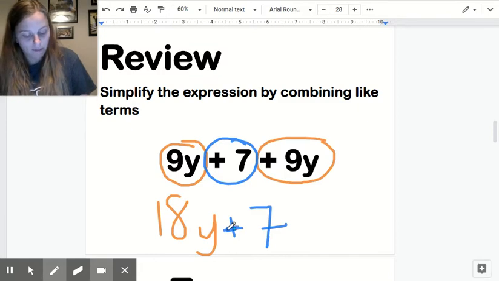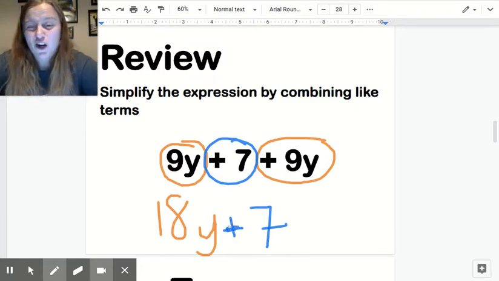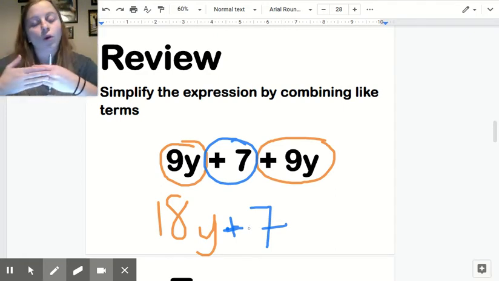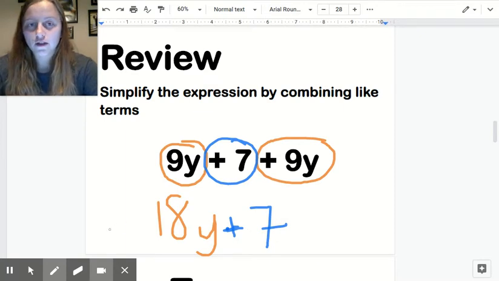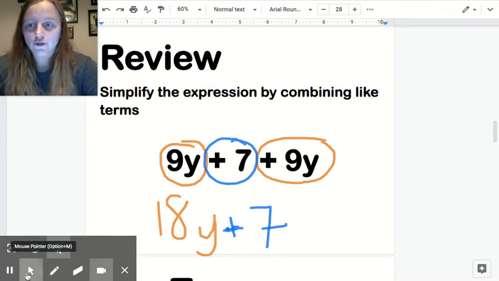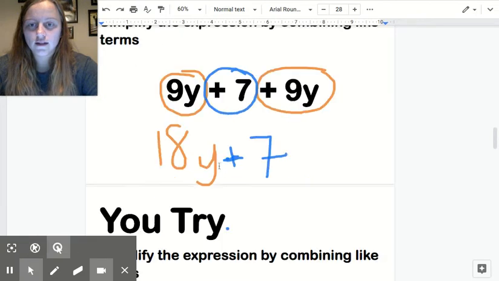I just leave that plus 7 out on the end, and that's as far as I can simplify. I can't simplify anymore because the 18 here has a y, but the 7 doesn't. So they do not go together. You can only combine if they have the same variable attached. So go ahead and you try this one.